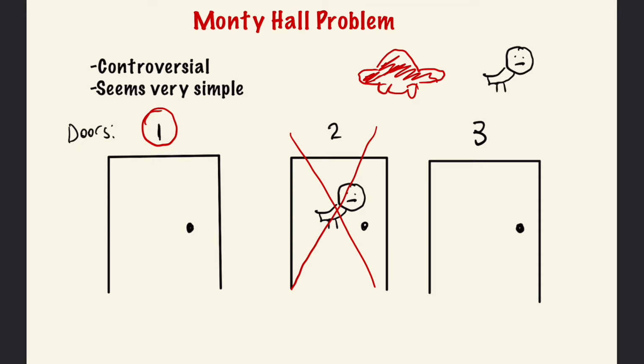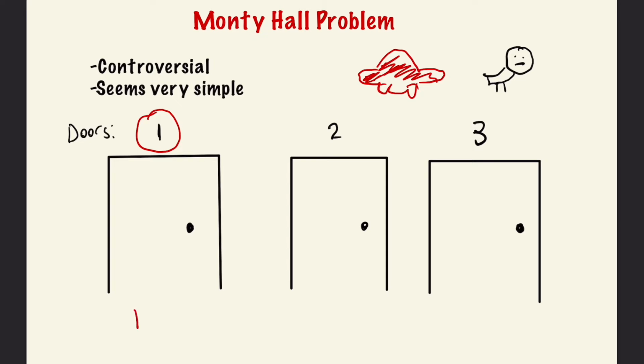Now what I'm going to do is erase our little goat behind door number 2, and we're going to go over the logic behind this question. So once you've picked door number 1, you're saying that the car is behind door number 1. Right now, we have a 1 in 3 chance that the car is behind the door that we've picked. We have a 1 in 3 chance that the car is behind door number 1. And there's a 2 out of 3 chance that the car is behind one of the other 2 remaining doors.